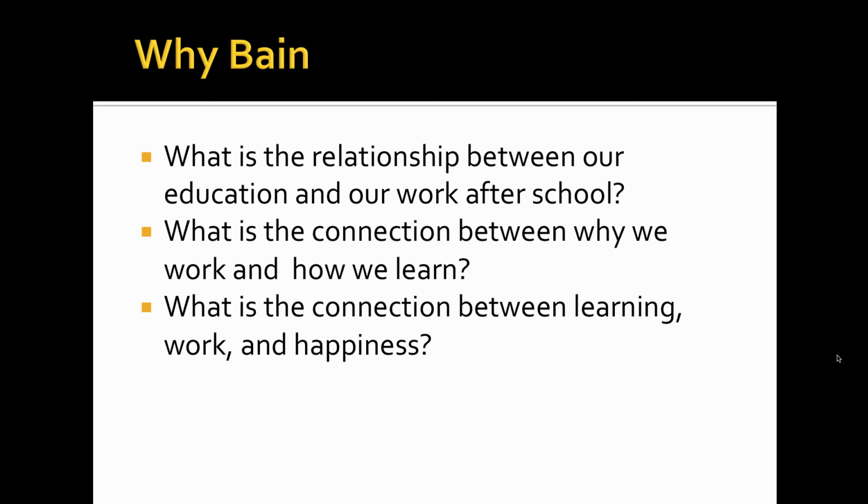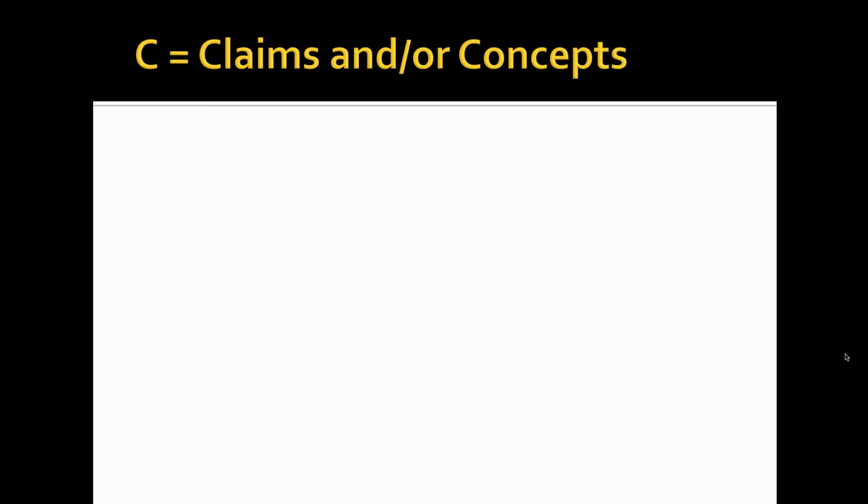And so the kind of questions that emerge from this exploration start in the career world and then work back to college. And for us as college students, we get to ask questions like, what's the relationship between our education and our work after school's done? What's the connection between why we work and how we learn? And that's a really interesting question for Bain. And what's the connection between learning, work, and happiness? So in many ways, this text fits in beautifully at this point in the course and becomes the foundation for our third major writing project.